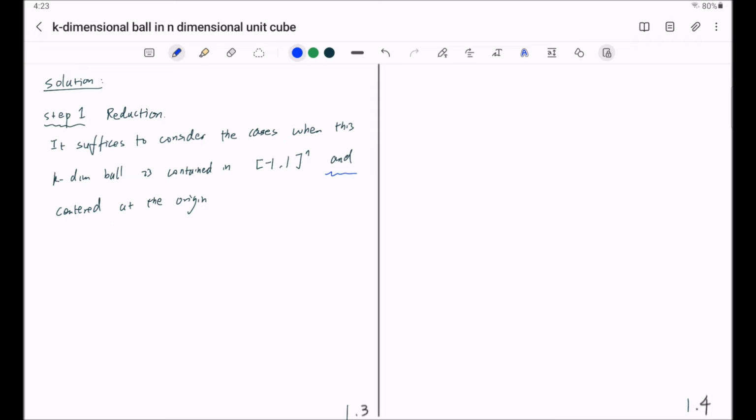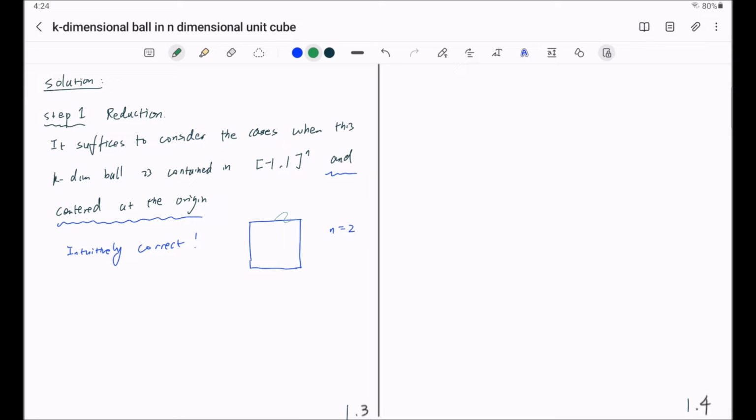This is a subtle part, which is intuitively correct, but hard to prove formally. Why is it intuitively correct? This is because just consider a case when n is equal to 2. And we are looking at this 2-dimensional square whose side lengths are equal to 2.